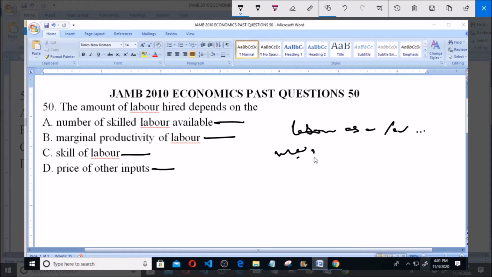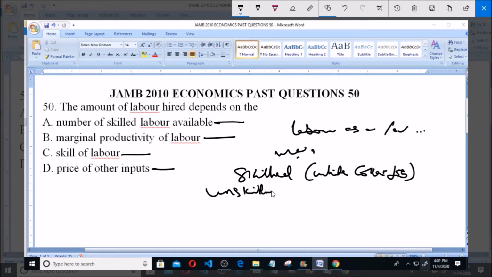So, the following are the two types of labor. We have skilled labor, which is a white collar job, and we have unskilled labor, which is a brown collar job.